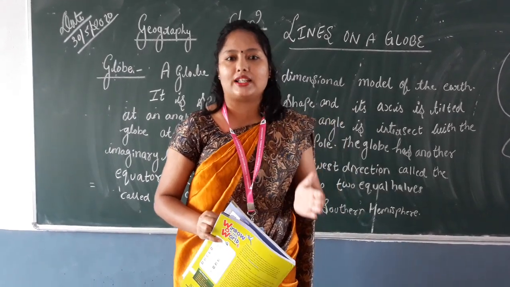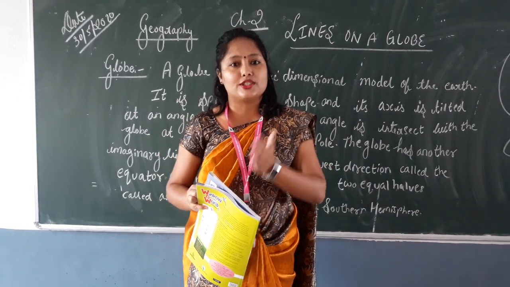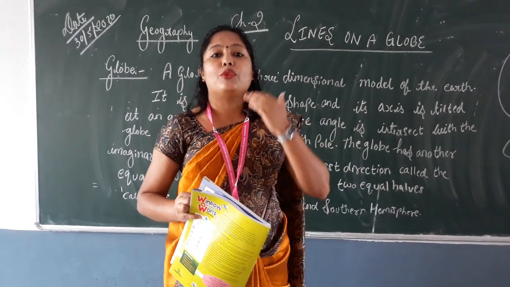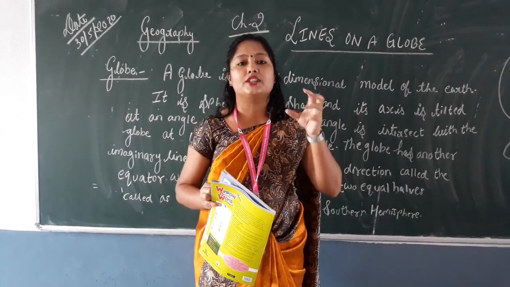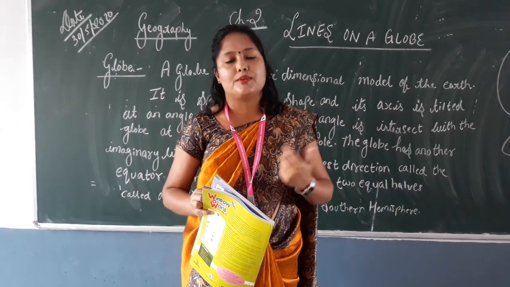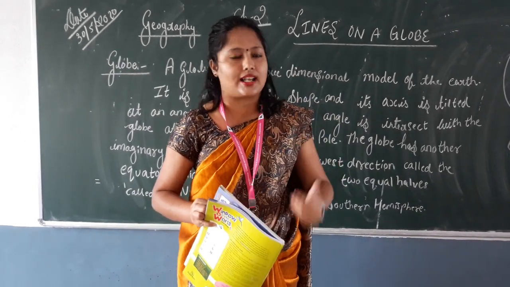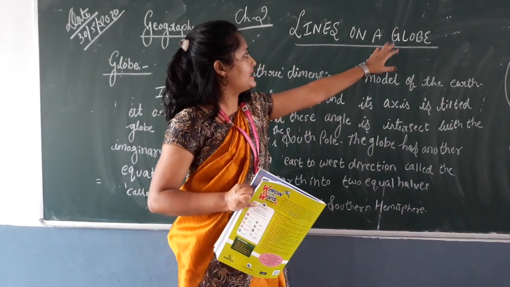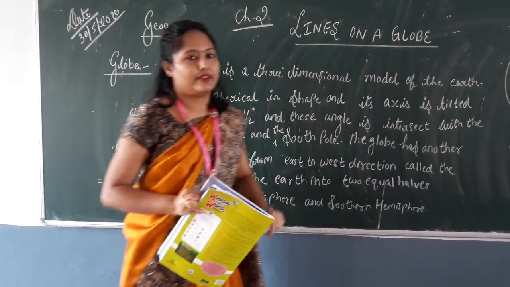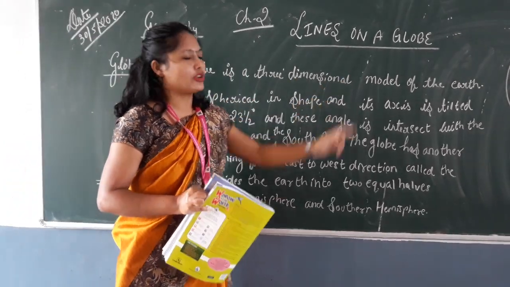There are different imaginary lines where a globe helps us to understand latitudes, longitudes, the heat zones, on which part the sun's rays fall, and how timings come to be. That means we will learn about different time zones in our later classes. But for the time being, see here, we start with the globe definition. A globe is a three-dimensional model of the Earth.